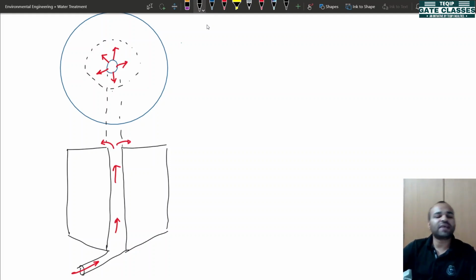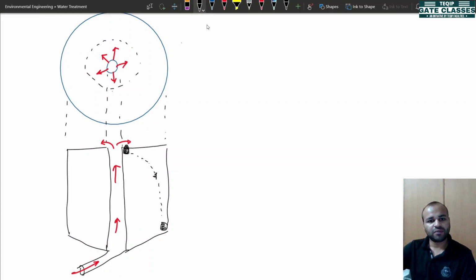Now, how will it affect the sedimentation process? To understand it, let us consider a particle which is present at the top surface of the water. Now, what will happen? In the horizontal type, we discussed that the particle takes a straight line path and settles down at the bottom of the settling zone. Here, this particle also settles down at the bottom of the settling zone, but it does not take a straight line path. Instead, it takes a parabolic path.